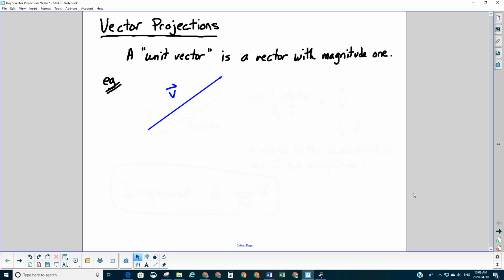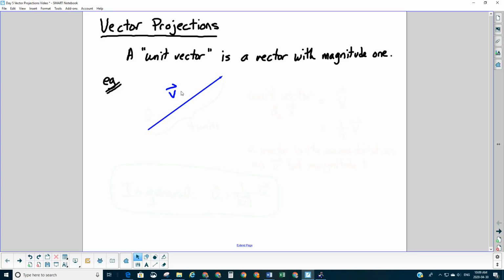Today's video is about vector projections. Before we get into talking about what a vector projection is, I just want to talk about a unit vector, or a notation here that is going to be helpful in a moment. So for starters, we're going to define something called a unit vector, which is a vector in the same direction as the original, but with a magnitude of 1.